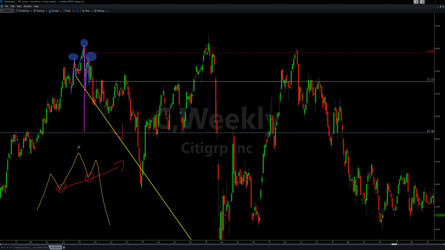Important is that the head is the highest point and both shoulders, left and right shoulder, are at a lower high. The high is lower than the head. That's it. Very easy. Good. That's it for the head and shoulders. Now it is time for the inverse head and shoulders. Okay. Let me show you something.